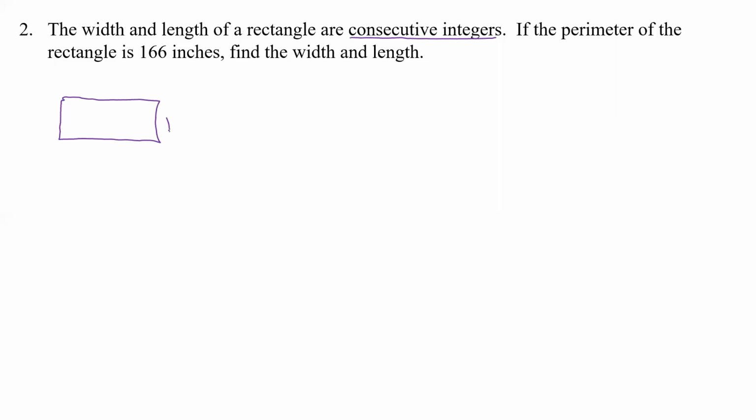So if this is k, what is a consecutive integer? You add 1, so this would be k plus 1. The way a rectangle works, k plus 1 for the long sides, k for the short sides. Now it says the perimeter of the rectangle is 166. So we add up all the sides, and it has to be 166 inches. So k plus 1 plus k plus k plus 1 plus k.